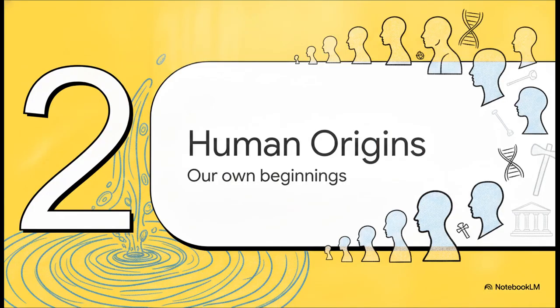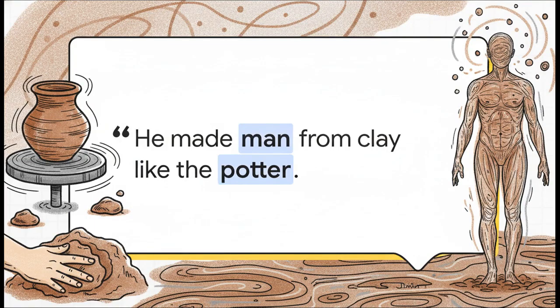Moving smoothly along, we hit Section 2, Human Origins. Again, the teaching method here is super consistent. The text introduces the topic with another quote, this time from Surah Al-Rahman. Verse 14, "He made man from clay like the potter." This brings in the concept of human creation from earth and elements. It paints a highly visual, almost metaphorical picture of human beings being shaped and formed from the very earth we stand on.